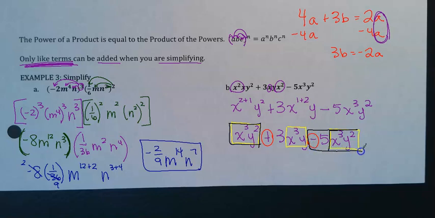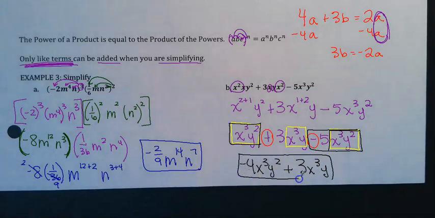We're going to combine the whole thing though. Let me redo that. So 1 x cubed y squared minus 5 x cubed y squared, that's just 1 minus 5. So that's negative 4. And then we put the term back on, x cubed y squared. This one we couldn't do anything with. It's not like the others. So we just continue with plus 3x cubed y. So you're just combining those like terms.